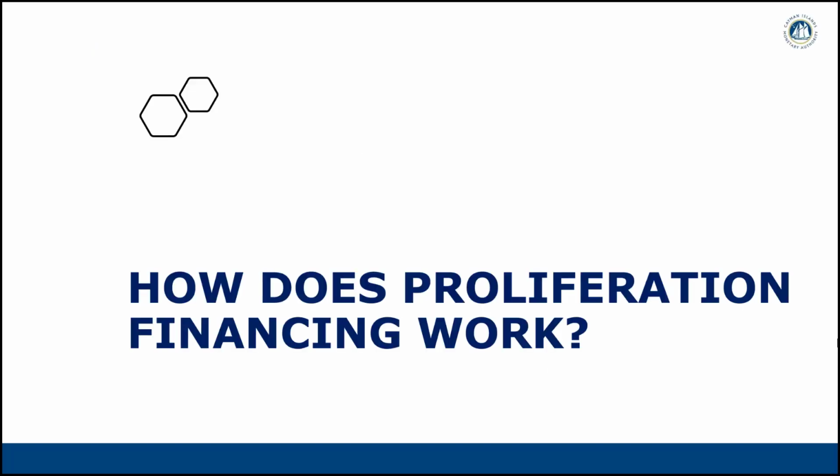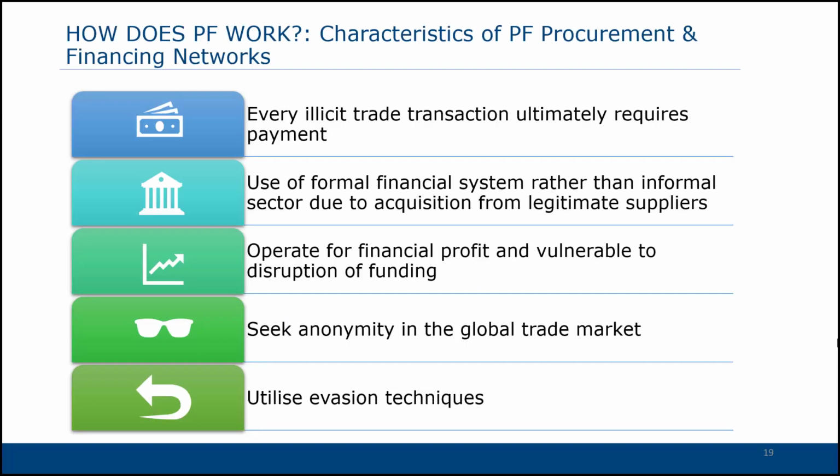How does proliferation financing work? Let us first discuss the characteristics of proliferation financing procurement and financing networks. Every illicit transaction will require payment. Because the suppliers involved in proliferation are legitimate, the formal financial system is considered more favorable. Because proliferators operate using the formal financial system, their activities are at risk of being disrupted. Proliferators often seek to be anonymous in the global trade market. As a result of this, evasion techniques are usually employed.